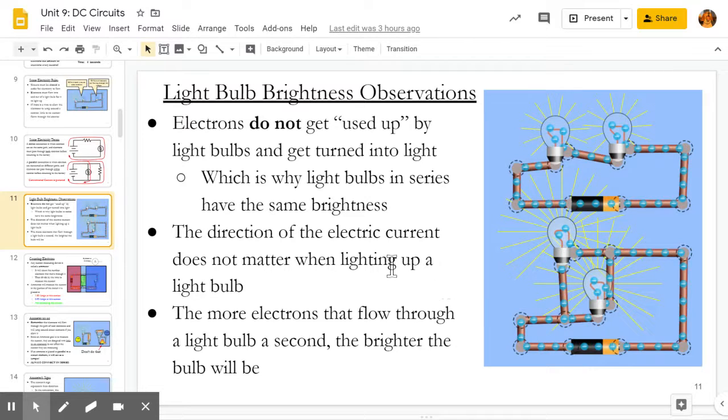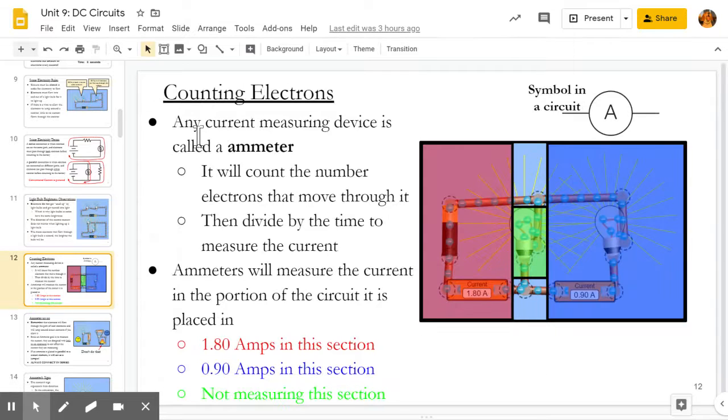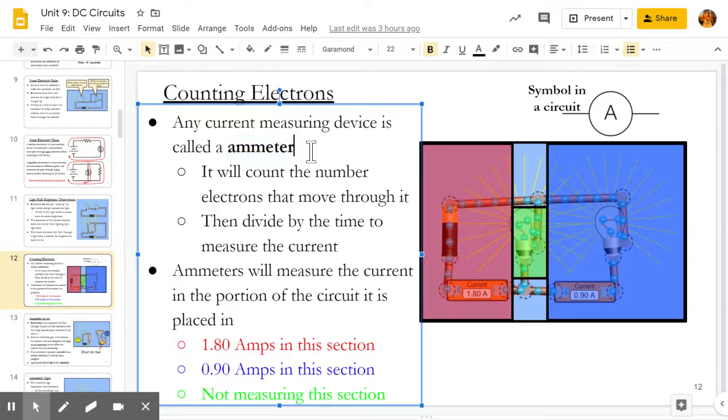So what we're going to try to explore next is some of the rules for what causes the electrons to flow through and how we can measure them, how we can count them, how we can analyze them. So our next activity is really going to be focusing on counting the electrons. A device that we can use to count the number of electrons to measure the current is called an ammeter.